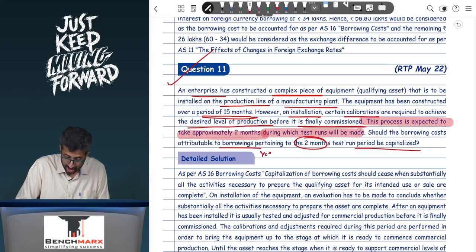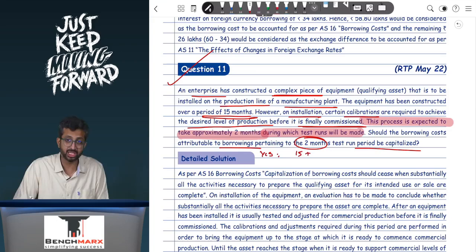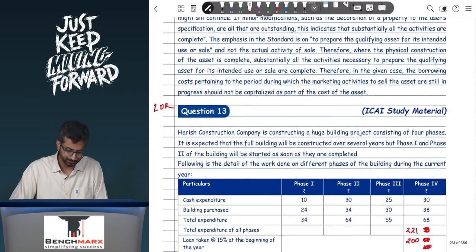The answer is yes. Remember, you capitalize till the time the missile is ready for use, and for it to be ready for use, yes, it takes 15 months to make the missile, but another 2 months before it can be said to be ready for use, and hence the borrowing cost for the entire 17 months, that is including the 2 months over here, should be capitalized. So this takes care of question number 11.